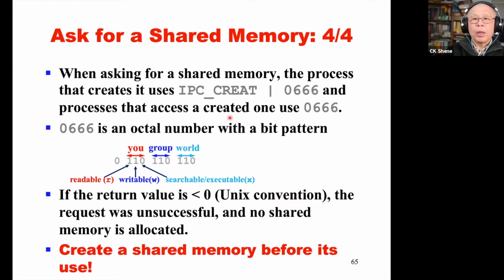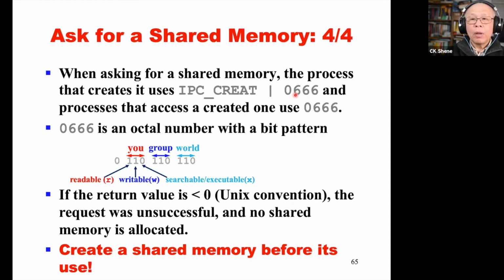Of course, when you create shared memory, you don't want everybody to read and write. You probably only wish to have yourself read and write. So that's going to be 0600. And if you wish to allow your group to read but not write, that is 0640.